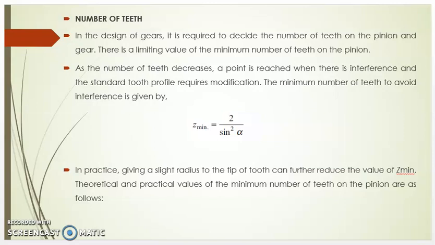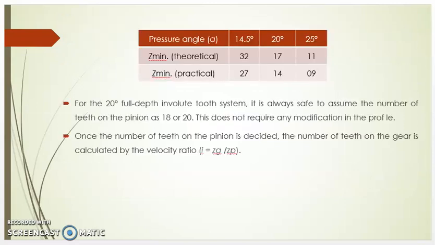The minimum number of teeth to avoid interference is given by Z minimum is equal to 2 divided by sin square alpha. In practice, giving a slight radius to the tip of tooth can further reduce the value of Z minimum. Theoretical and practical values of the minimum number of teeth on the pinion are as follows. Therefore, this is a table for different pressure angle. What are the theoretical number of teeth and what are the practical minimum number of teeth.